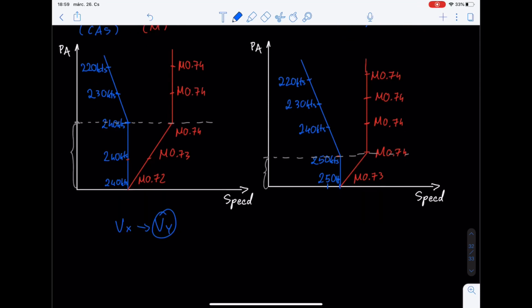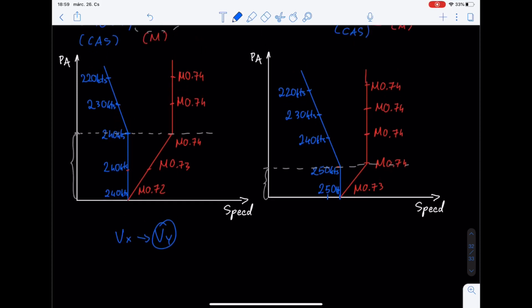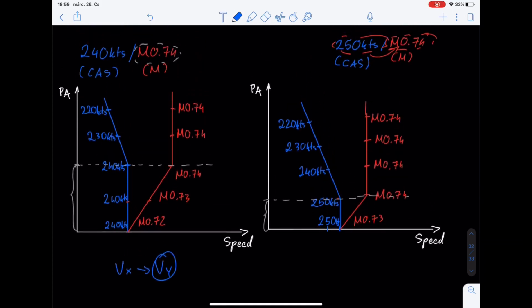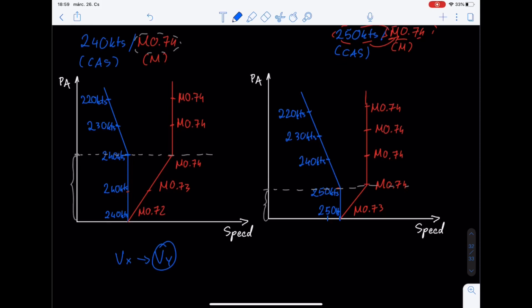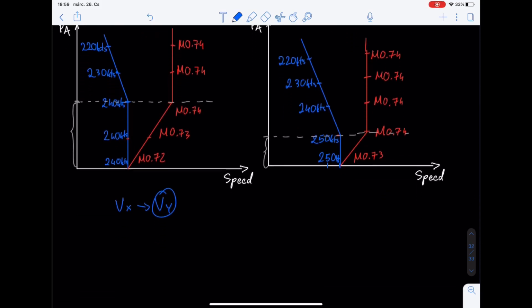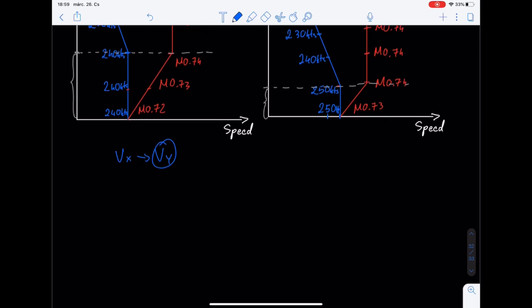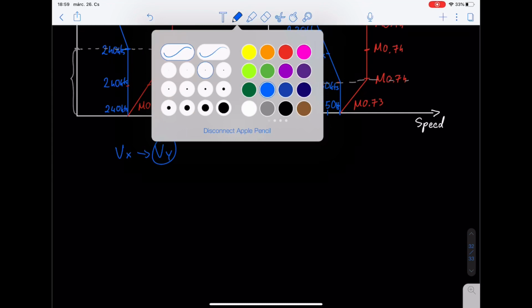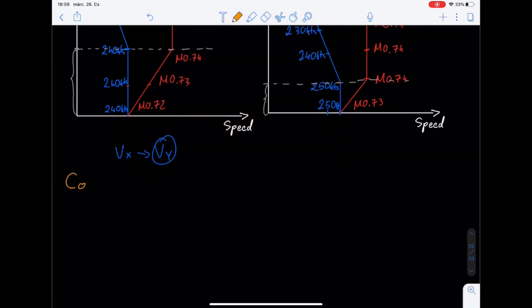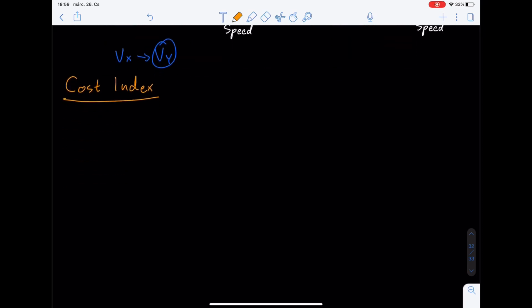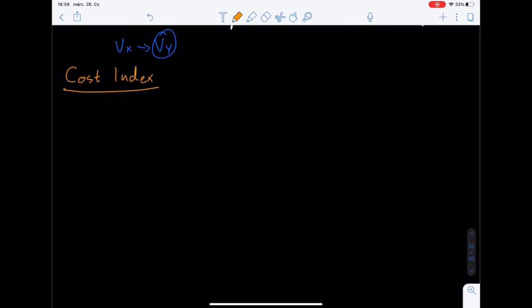Interestingly, this was the case only if there weren't any other costs associated with time. And here's where the cost index, another very important definition, comes in. The cost index, right? So aviation doesn't only have the fuel cost.